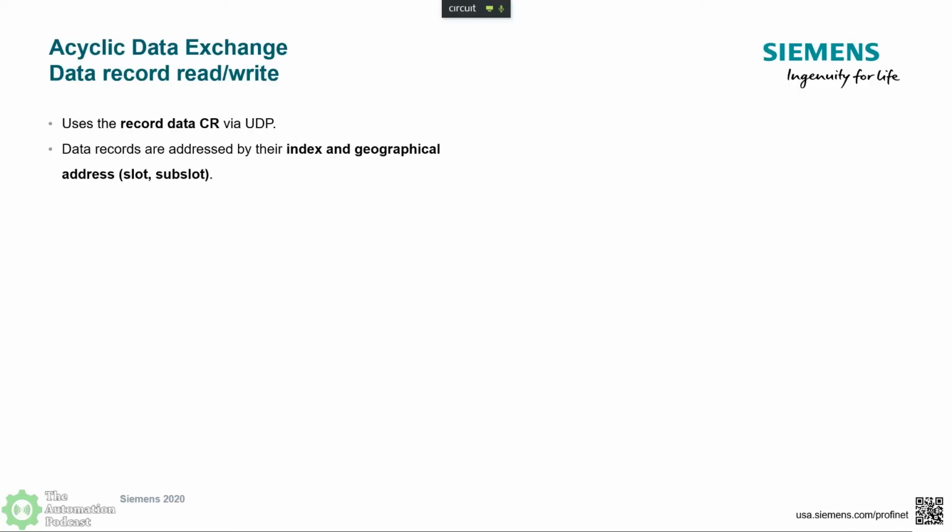Data records are addressed by an index and by the geographical address. Geographical address is like the slot, subslot of a device. Okay. And data records are also used for parameter assignment during the startup of the application relation. And the configuration for the device is written during the AR Connect, and it's also used for reading diagnostic data from the I/O device.